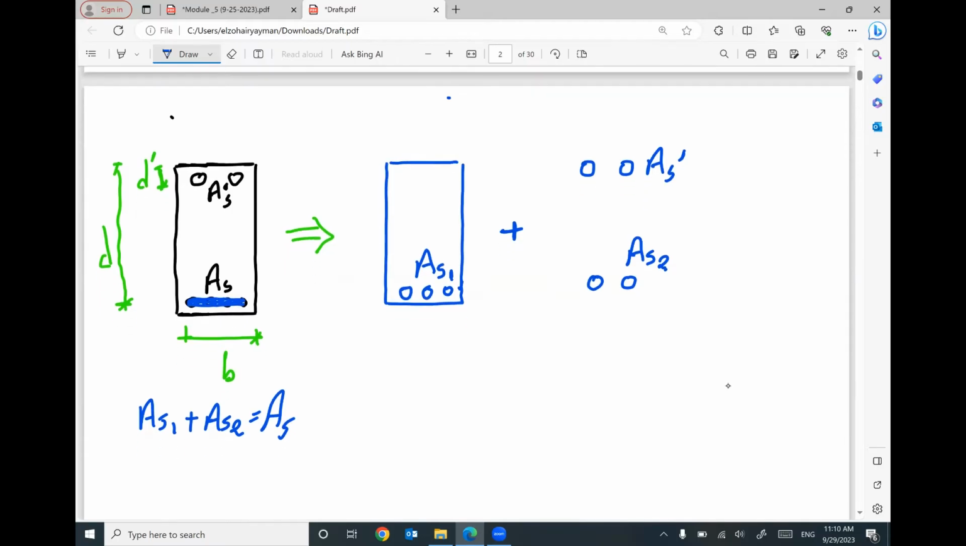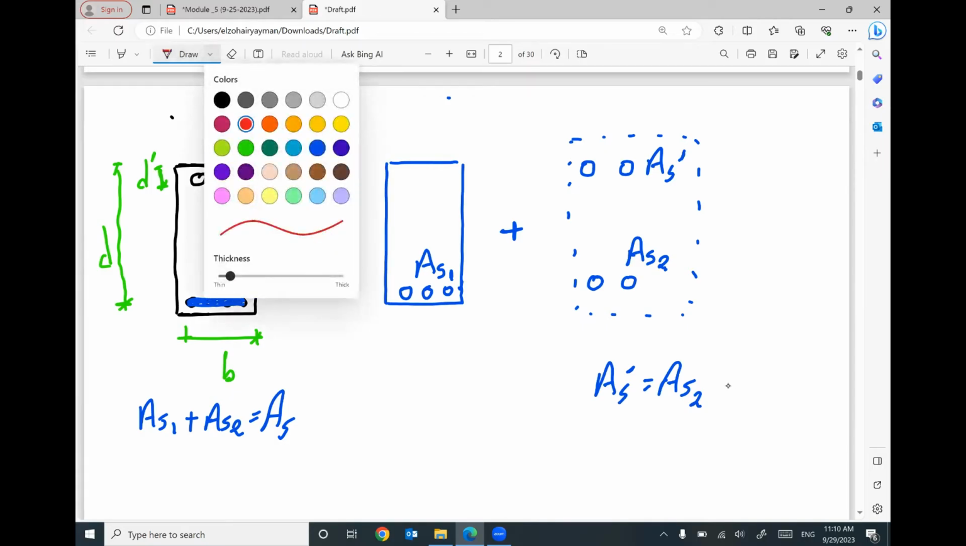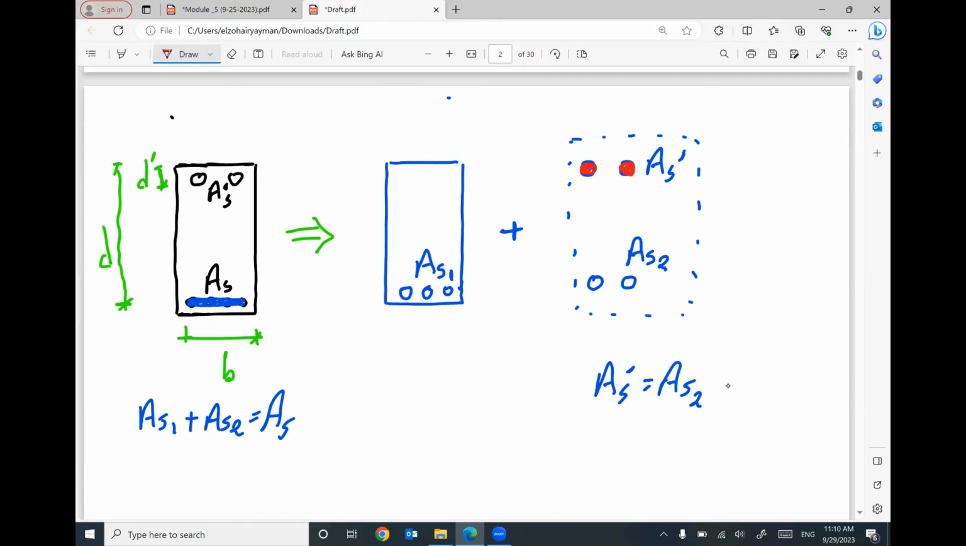Keep in your mind, to make balance for this part, you have to say area steel prime must equal area steel 2. The area steel in the compression must be equal to the part of the area steel in tension. So I will start from this. Area steel prime is known, and it must equal area steel 2, so I can figure out the value of area steel 2.